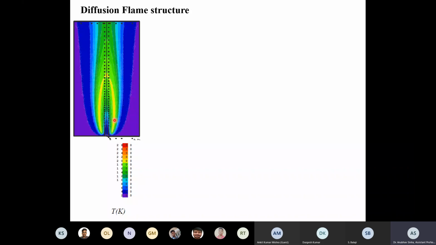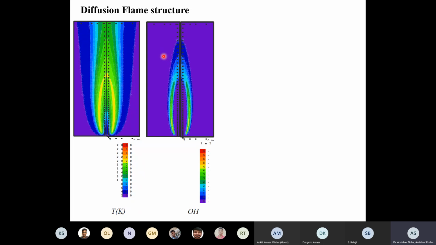Okay, so temperature is highest for the flame surface and then it goes down for both the sides, inside or outside. Similarly, OH. OH is basically a flame marker. So where is the flame surface? Where the flame is sitting. That is how it looks.